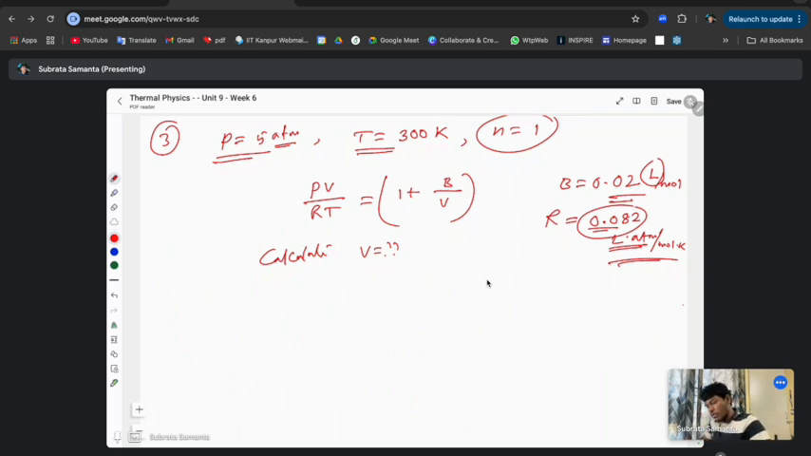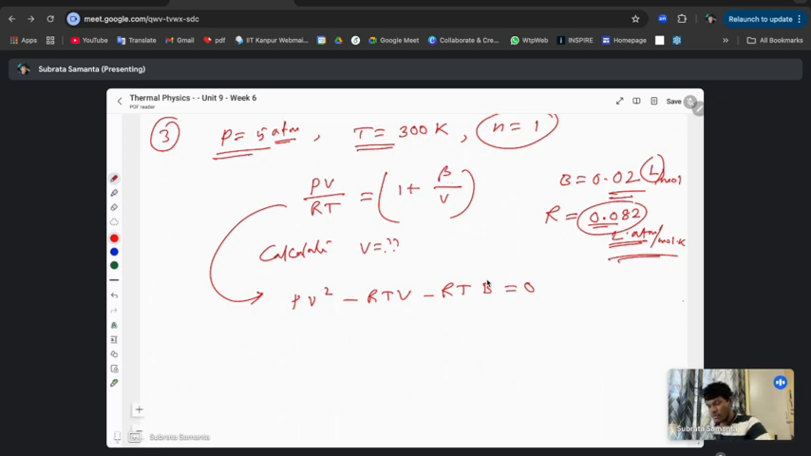Now if you solve these equations, this equation is basically P times V squared minus RTV minus RTβ equals 0. In the problem this is beta, so I use beta instead of B. Now this is a quadratic equation in V, so there are 2 solutions.